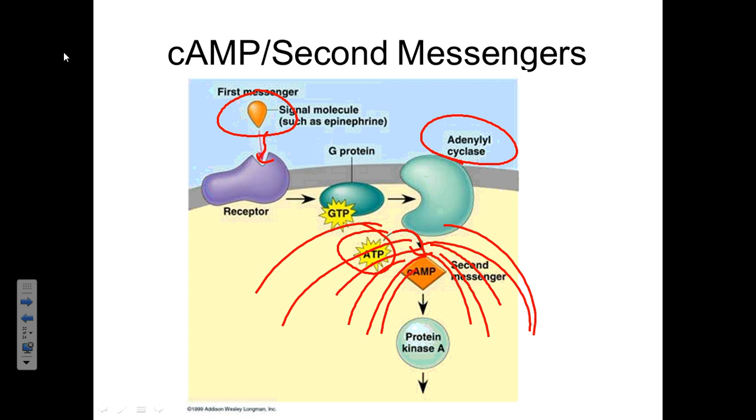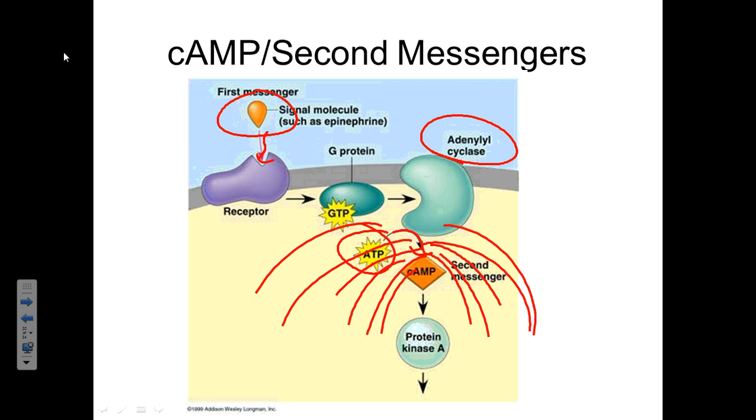Until eventually, at the end of the chain, what gets turned on? What are we trying to turn on here? An enzyme that will do what? Break glycogen and release glucose. Release glucose to where? To the blood. And once that glucose is in the blood, what are you going to do with it? You're going to use it to do cell respiration, make ATP, so you'll have energy to fight or flight.